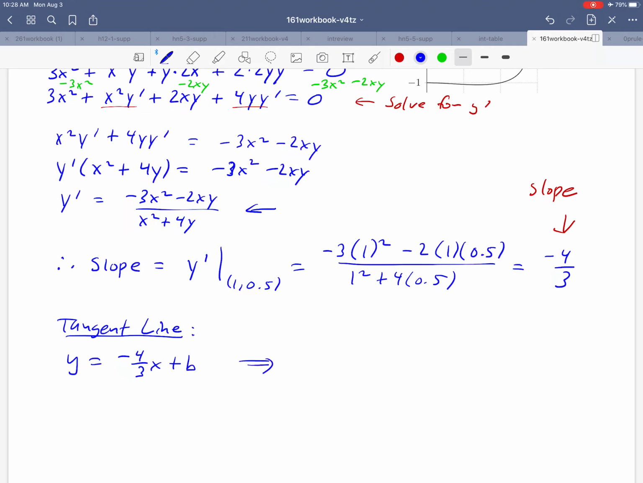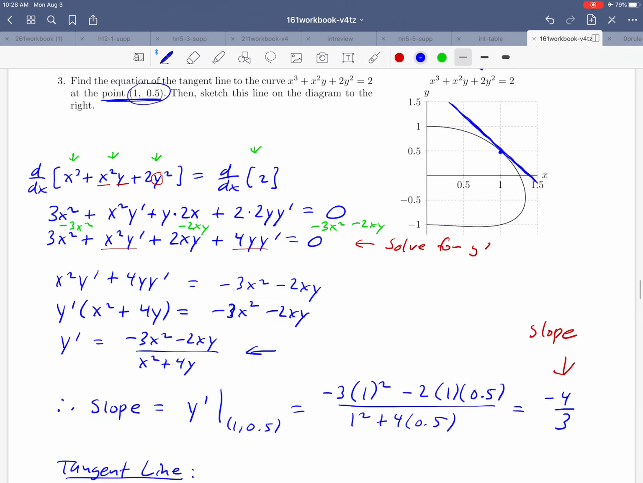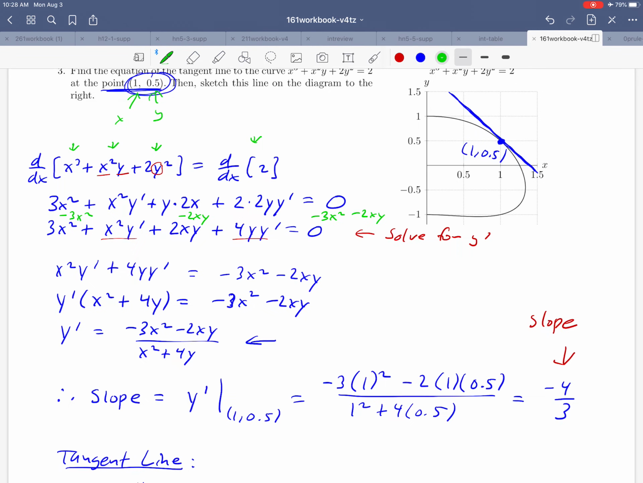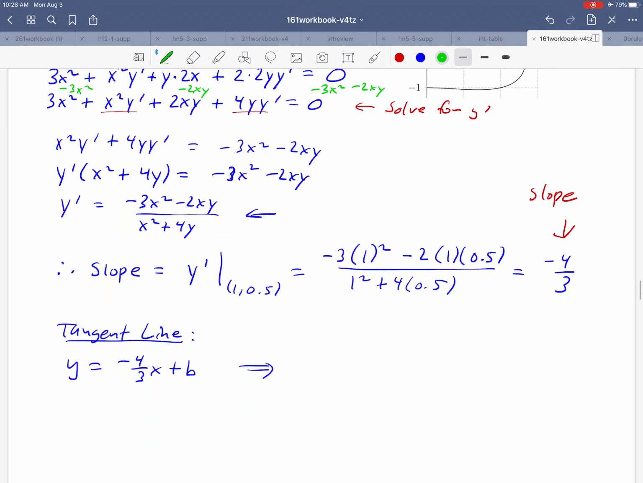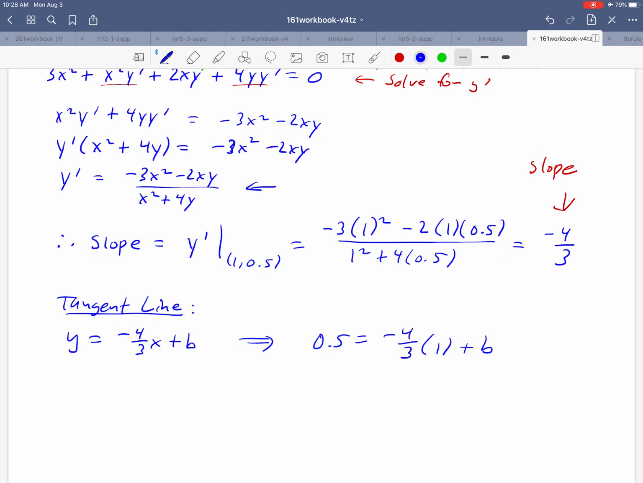You remember how we did that from earlier? We know a point that's on the tangent line. That was this point (1, 0.5) that they gave us. It's also the point over here in our picture. So we're just going to take that value of x and y and substitute it in to figure out what the b is. Let's just remember that x is 1 and y is 0.5, and we'll substitute those in. So 0.5 equals negative 4/3 times 1 plus b. Let's just see where this leads us.